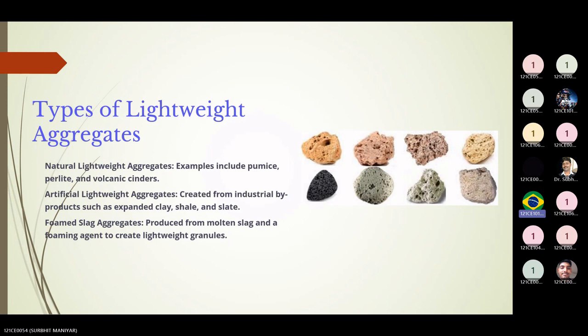Apart from that, we have one more type, which is foamed slag aggregate, which is produced from molten slag and a foaming agent to create lightweight granules. Even now, in concrete we use a lot of material which comes from slag. So similarly, they try to modify the present slag that we have, and try to bring a new form out of that.